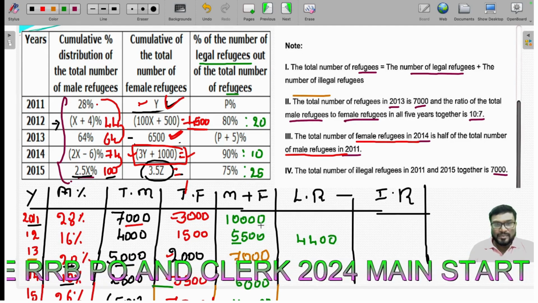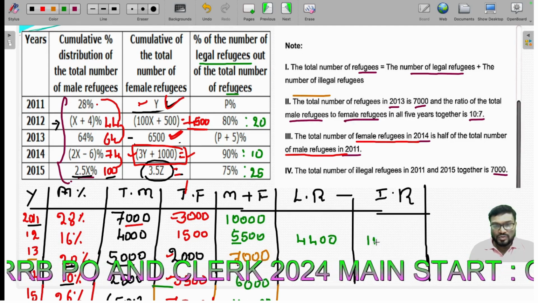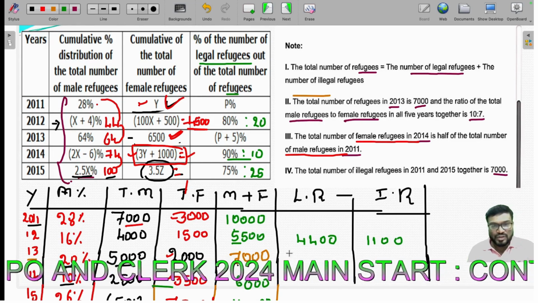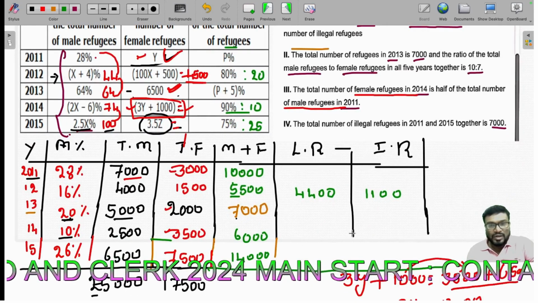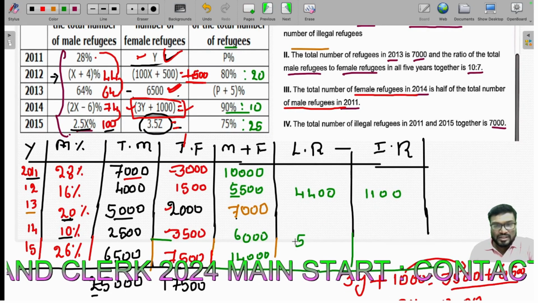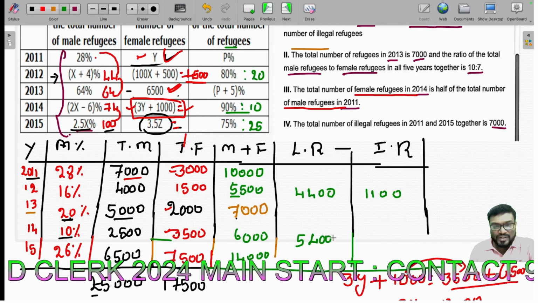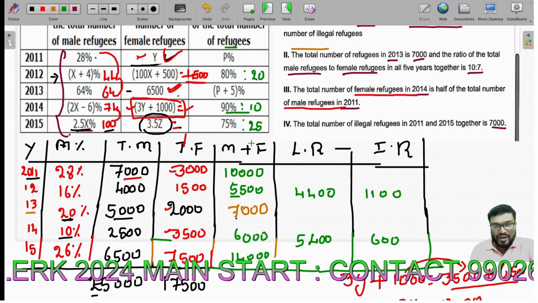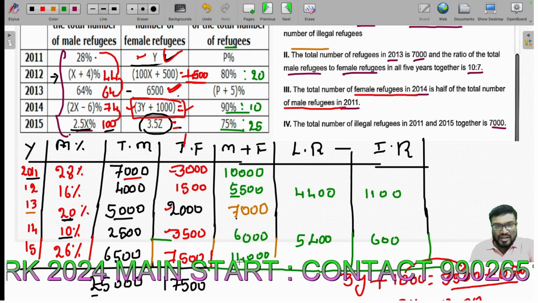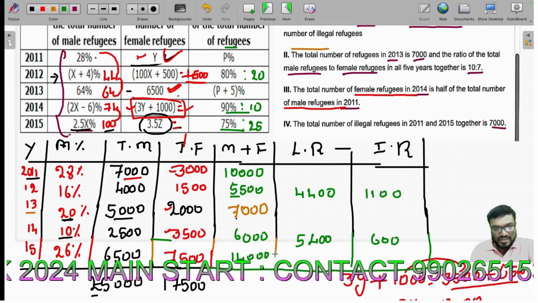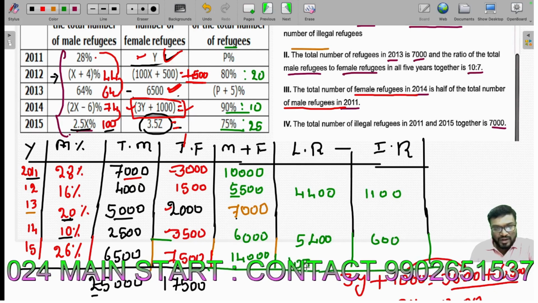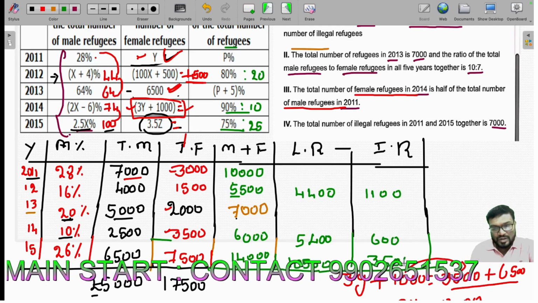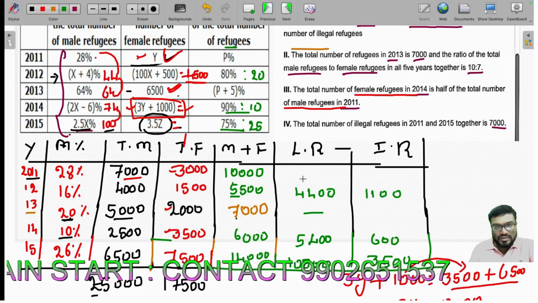If 80% is legal, then 20% will be 1,100. Even this value I can find out, that is 2014. In 2014 we have 90 percentage of 6,000, that is 5,400. If it is 5,400, this will be 600, 10 percentage. Even if I calculate this number, 75 and 25, 75% of this number will be 7,000 plus 3,500, 10,500 is legal, 3,500 is illegal.